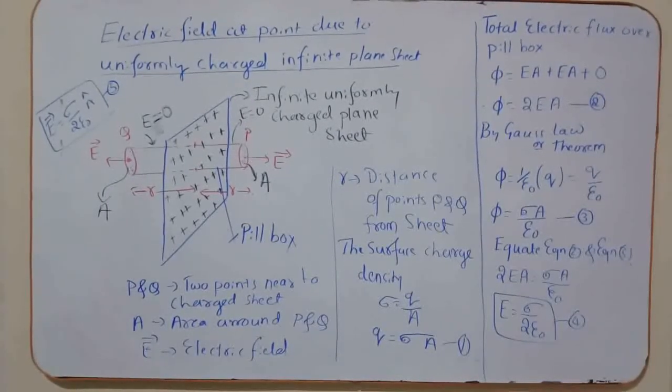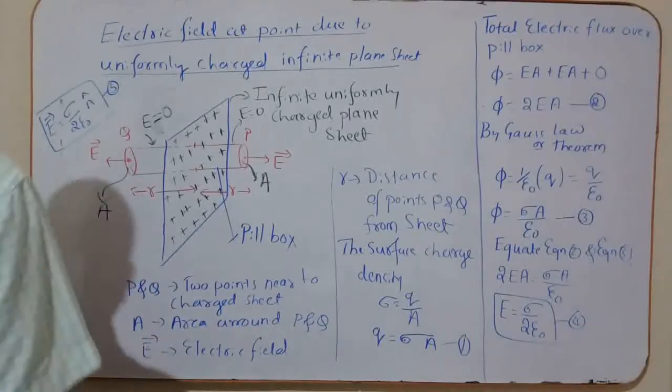Now, the next very important derivation is the electric field at a point near a uniformly charged infinite plane sheet. In the board, that is said to be a finite diagram, it is a finite sheet.